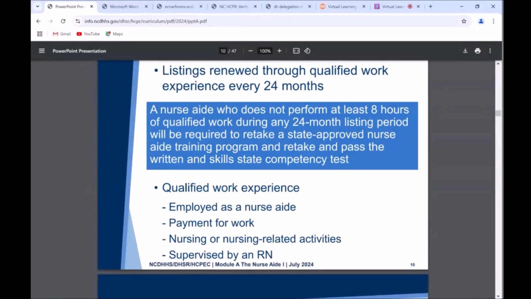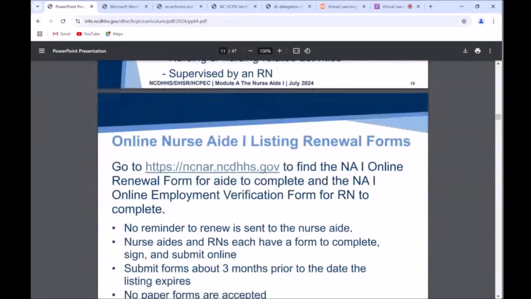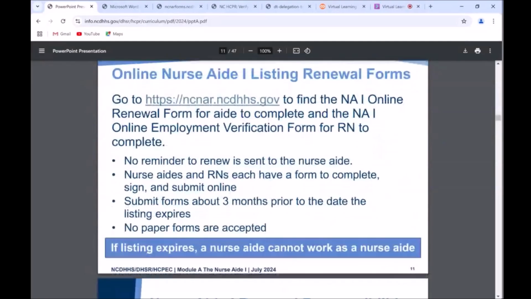At renewal, the new listing period starts on the last date worked as a nurse aide, performing those nursing or nurse-related duties reported by the registered nurse on an employment verification form, and it will end or expire on the last day of the 24th consecutive month. There is an online renewal form, and the website is there for you to see. They do not accept paper forms. It is the responsibility of the nurse aide to know when their listing expires and how to renew it. And you can check your listing expiration date. You can type in Verify Nurse Aid 1 listing, and Google will show you the website.